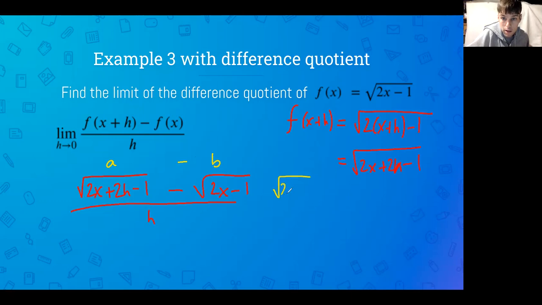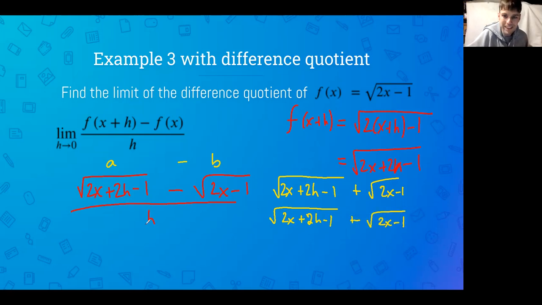So that would be radical 2x plus 2h minus 1 plus radical 2x minus 1. That's our a plus b. We've got to do that on the top and the bottom, so I'll go ahead and write it out. I'm not going to multiply that out on the bottom, I'm just going to leave it as it is. So it's going to be h times radical 2x plus 2h minus 1 plus radical 2x minus 1.